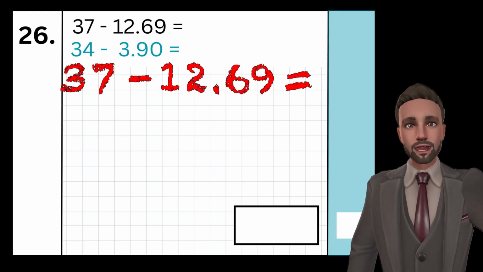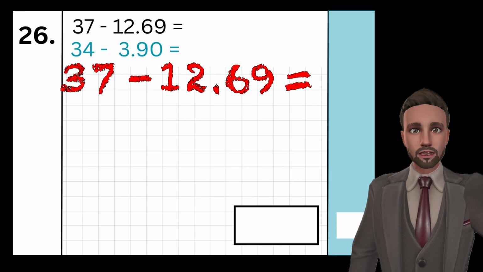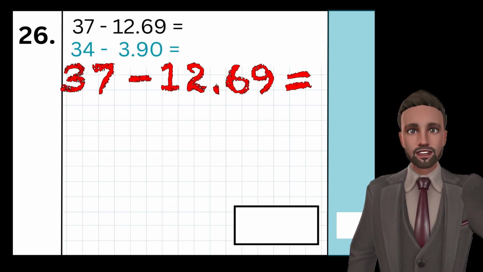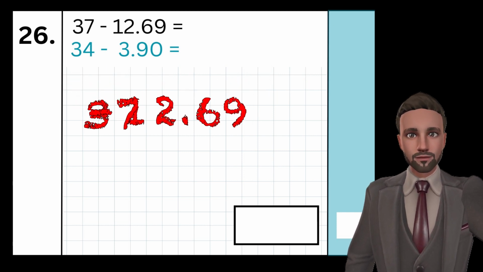How to subtract a decimal from a whole number. As always, when we come across a subtraction equation we can't complete in our heads, we must use our column subtraction method. So let's place our numbers into this method. 37 on top, as it is the first number in our equation.